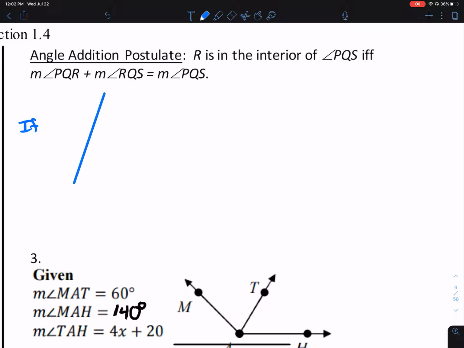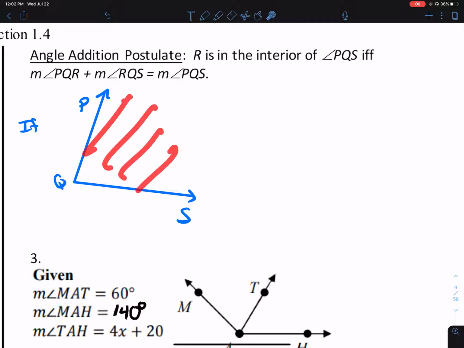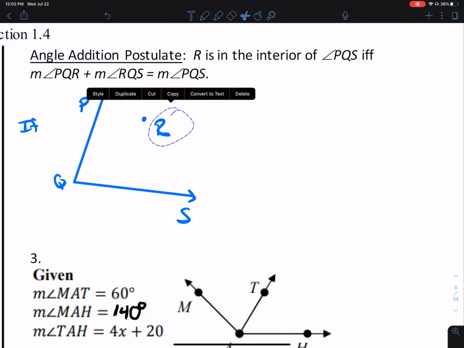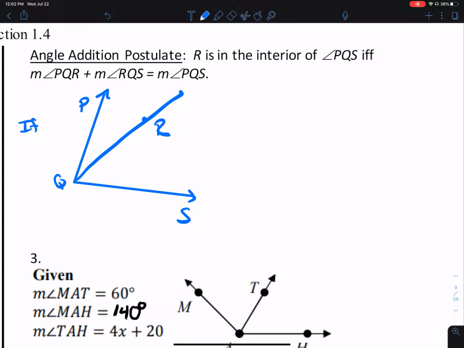So I have angle PQS. Says R is in the interior. So this is the interior, this is the exterior. So someplace in here, there's an R. Don't know where, someplace on the interior. Then the measure of angle PQR, there's no angle PQR in this. So I need to draw this angle by putting a ray that goes from Q through R.